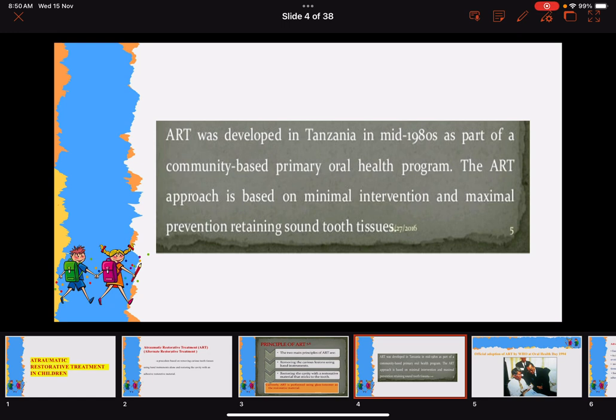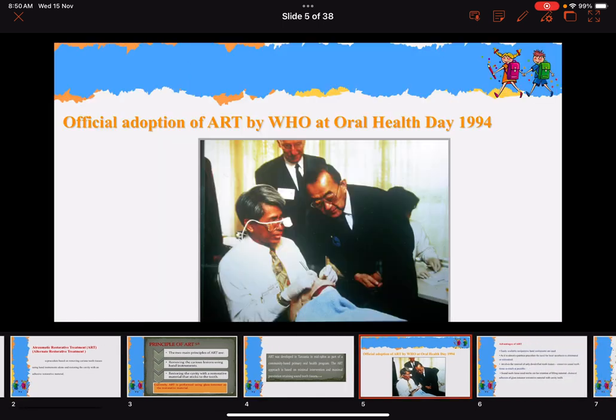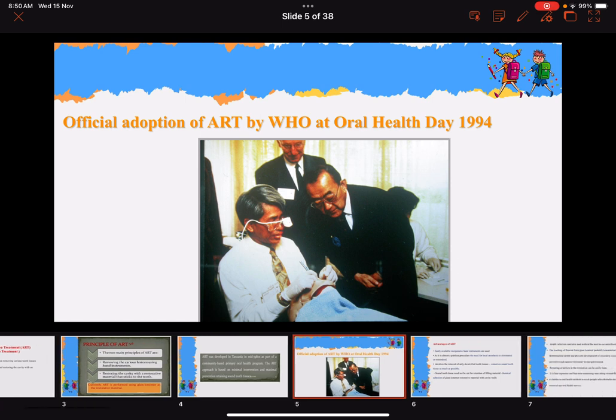ART was initially developed in Tanzania in the mid 1980s as a part of a community-based primary oral health program. The ART approach is based on minimal intervention and maximal prevention, retaining the sound tissues. Here, the photo shows the official adoption of ART by WHO at Oral Health Day in 1994.